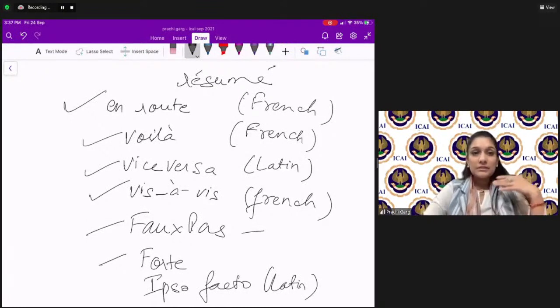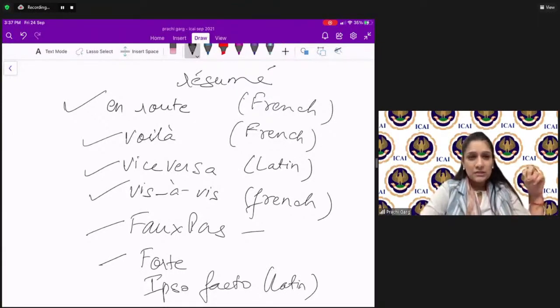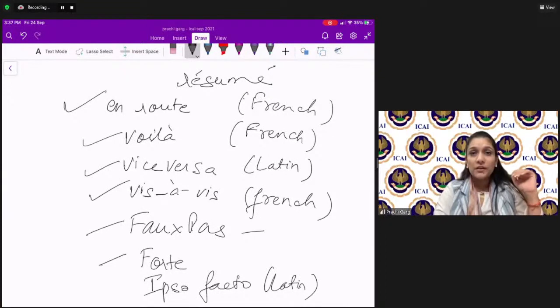So the list is endless, like literally endless. There are so many words that you have picked up, and I might have missed a few. You might know some. So this is what loan words are about. Now, why do we use loan words? What was the purpose of picking loan words?